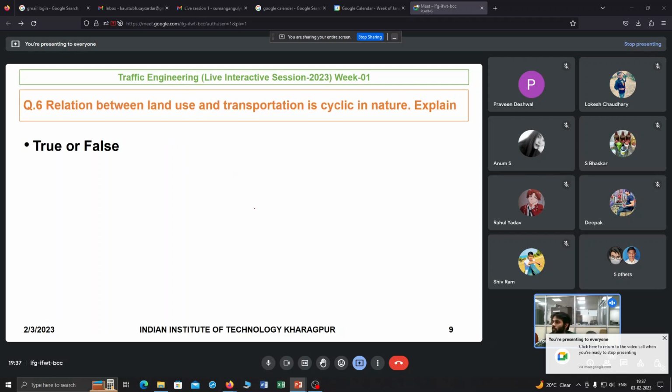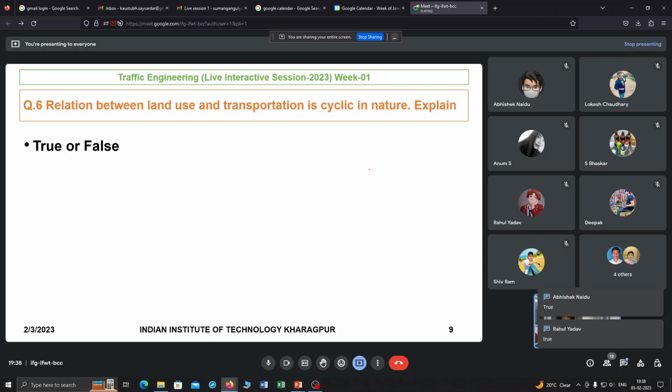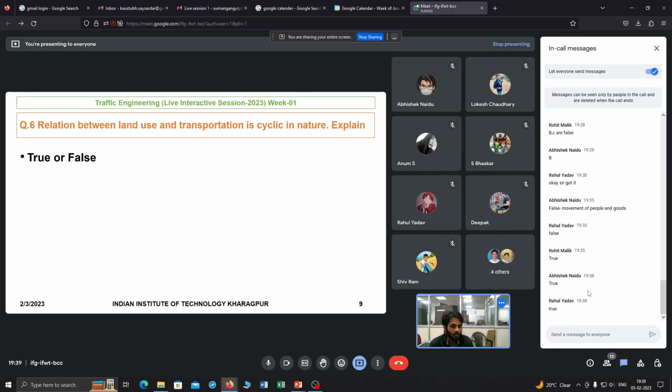Now the next one: the relation between land use and transportation is cyclic in nature. I think whoever joined around the initial time, I already mentioned how land use affects transportation systems, how they are correlated, and whether this cyclic nature is present or absent. I think it is also straightforward, so maybe you can try to tell me: is it cyclic or not cyclic? What do you mean by cyclic in nature? True. Can you elaborate something? Maybe Abhishek, I am asking Abhishek to tell me how it is cyclic.